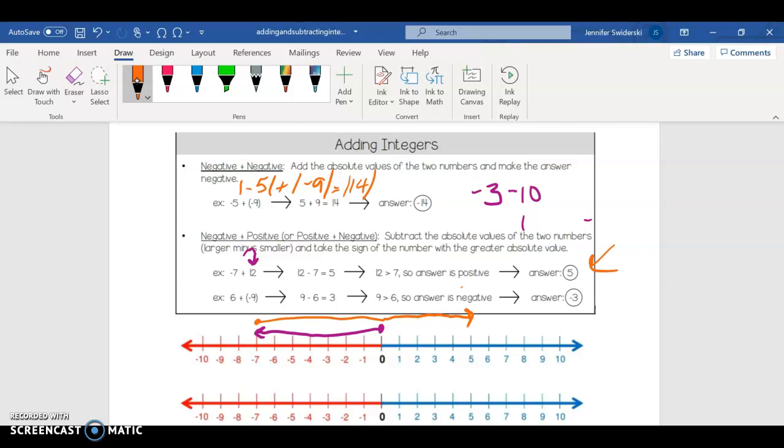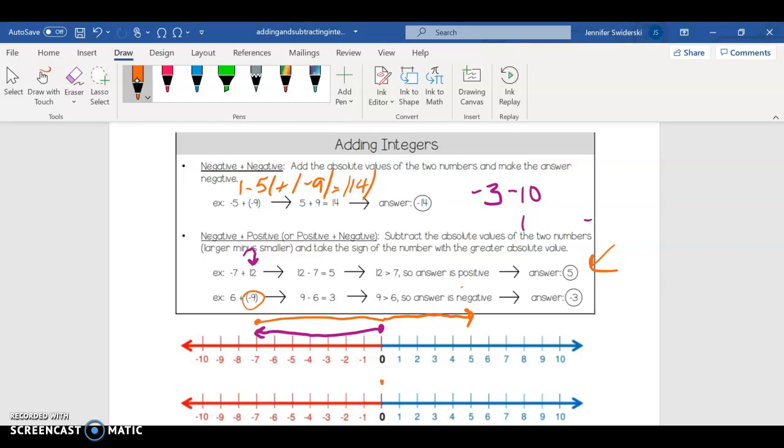We'll take a look at the second one. They say 6 plus negative 9. Well, I know this negative 9 has the greater absolute value, right? Because we're talking distance. So they're saying 9 minus 6 is 3, so 9 is greater than 6. The answer has to be negative. So you subtract and keep the sign of the larger absolute value.